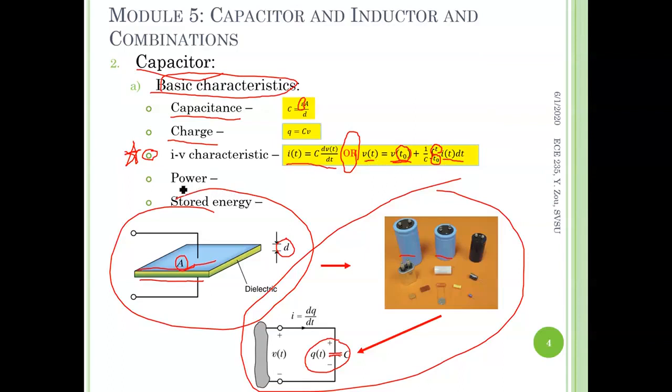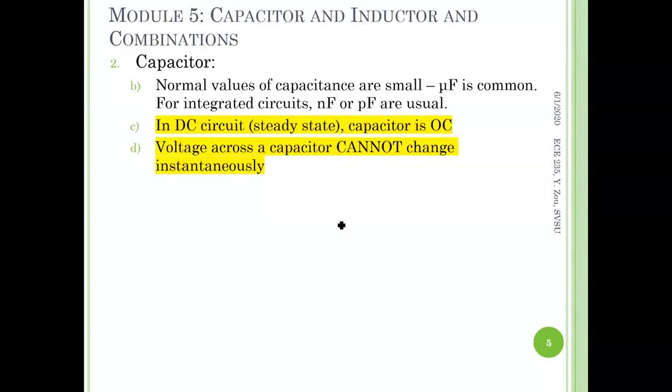Next, the power of a capacitor is as easy as the product between the voltage across and the current through, the same definition we learned before for the resistor. Last, the stored energy, or released energy, equals half the capacitance times the voltage across squared. More about the capacitor here: the normal value of capacitance is small. What does small mean? Micro, nano, and pico are very common.